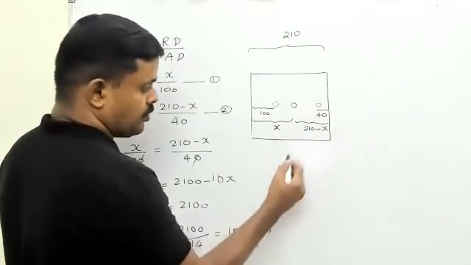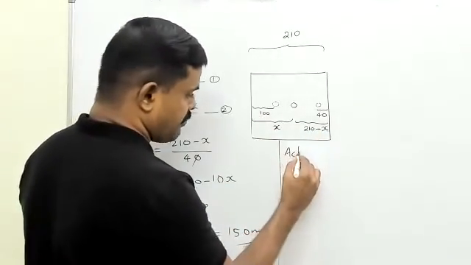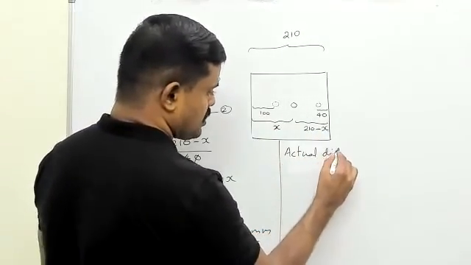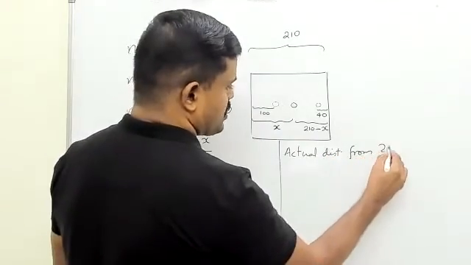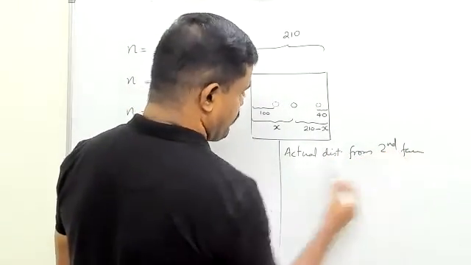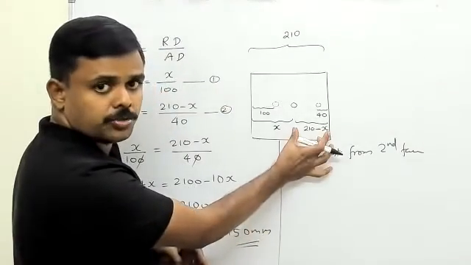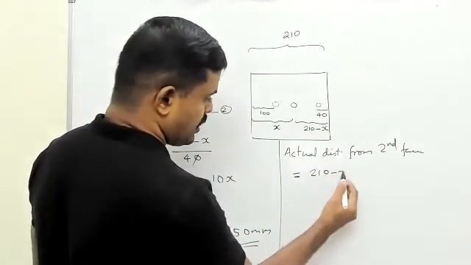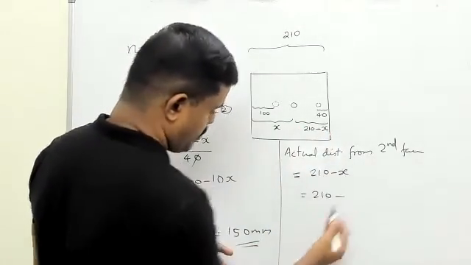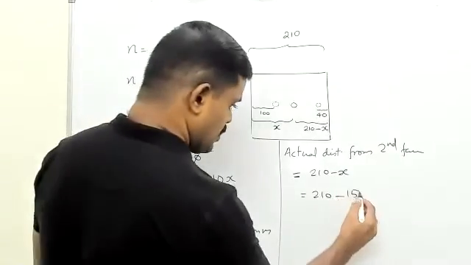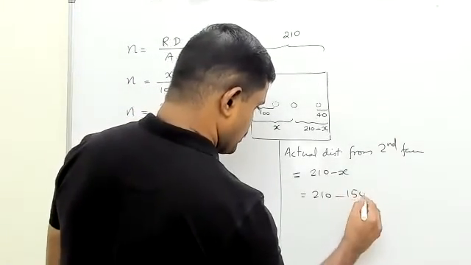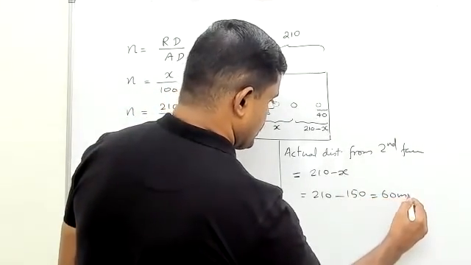Remember, they have asked you to find the actual distance from the second face. The actual distance from the second face is not x, it is 210 minus x. With x equal to 150, 210 minus 150 is equal to 60 mm.